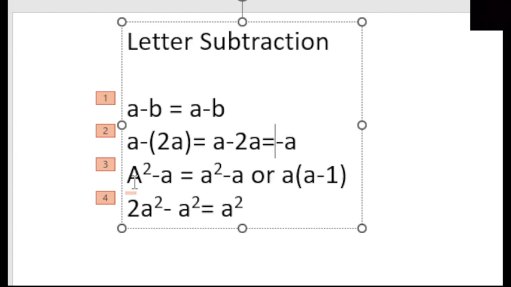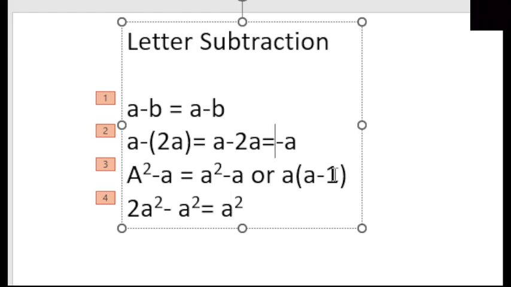So again, a square minus a, you cannot do anything with it, right? So usually you write it a square minus a, or you can take an a common out and you have in parentheses a minus 1. You keep the 1 because if you multiply that back in, a times a becomes a square and a times 1 is a. So that's what it is.